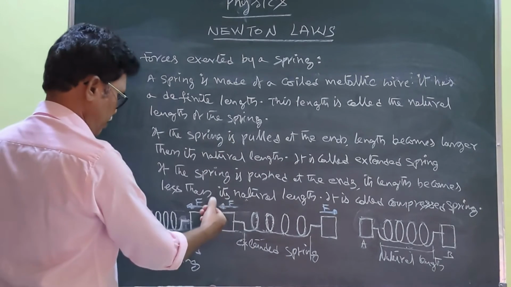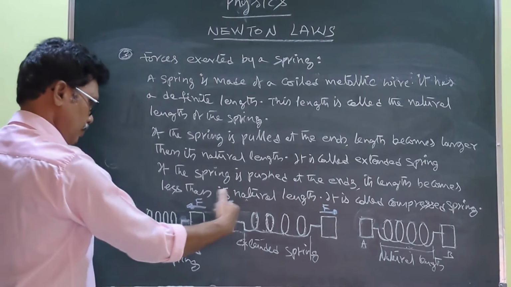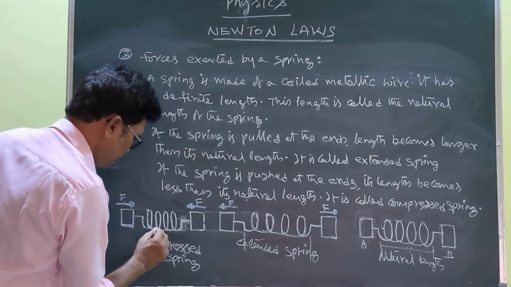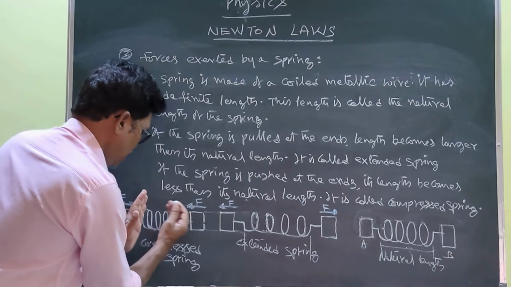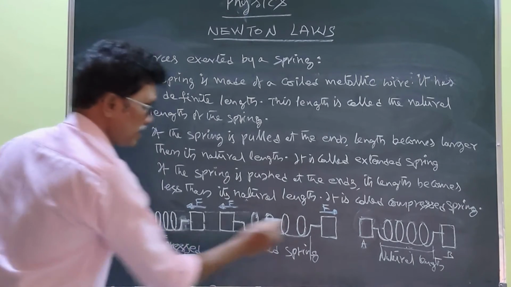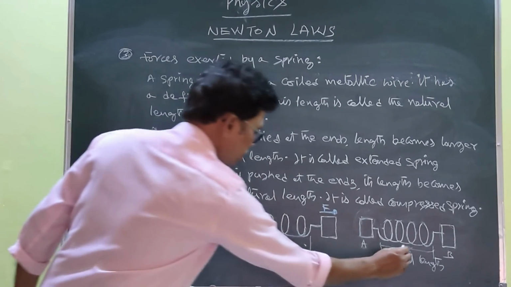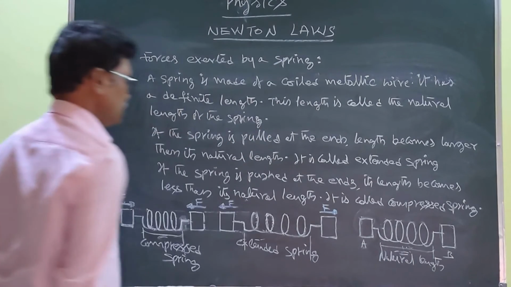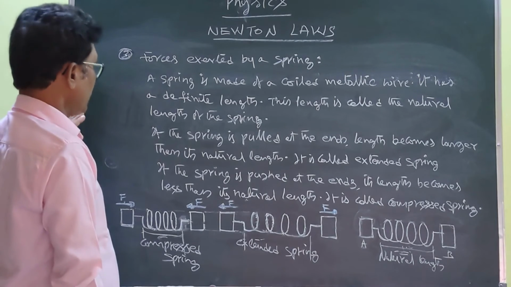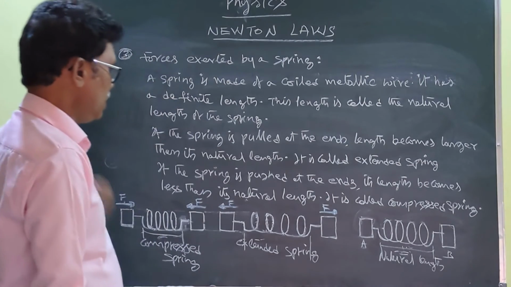Again, suppose the spring is pushed from either side. It is pushed like this, the force is applied in this direction. The length between the rings is decreased, these rings are closing, coming close. So this length is less than the original length. This is the natural length. So this is the force exerted by a spring. This type of observation we can make in a spring.